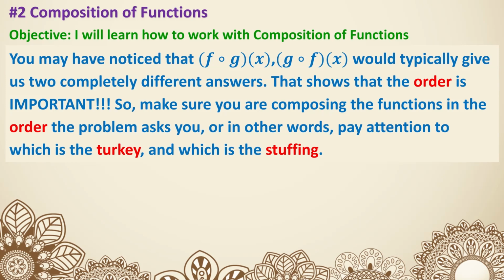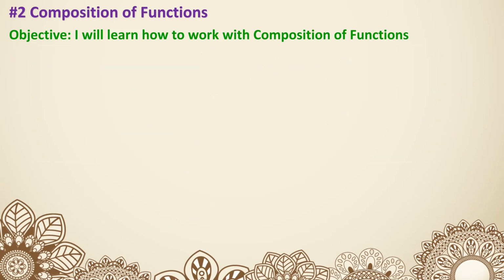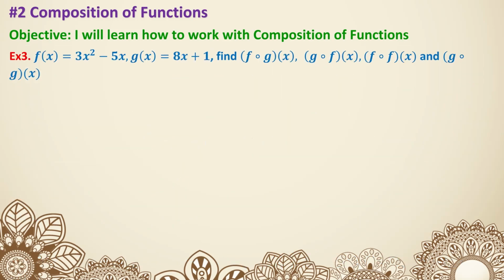Or in other words, pay attention to which is the turkey and which is the stuffing. Which is why that extra step, after you finish writing f of g of x, to replace the g of x is more important, so that you can just focus on one thing at a time. So we start with the stuffing first, replace it, and then we look at the whole turkey. There you go.